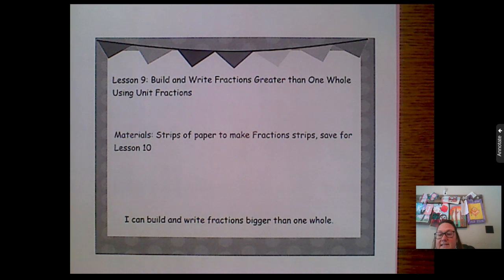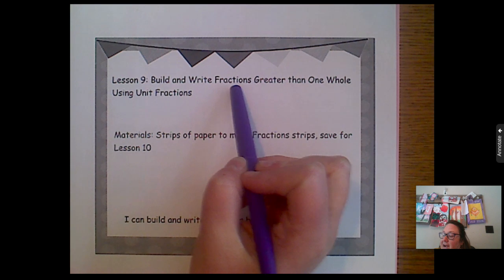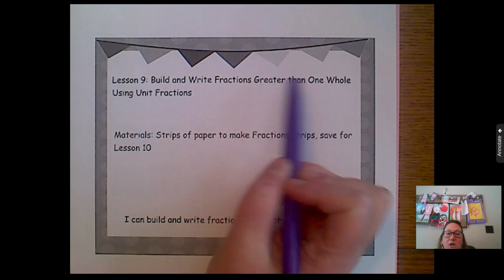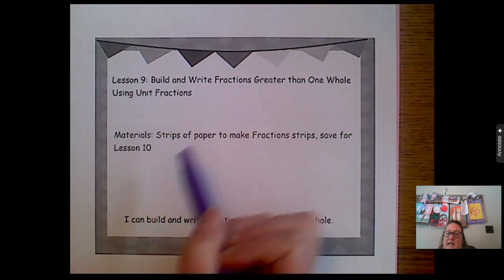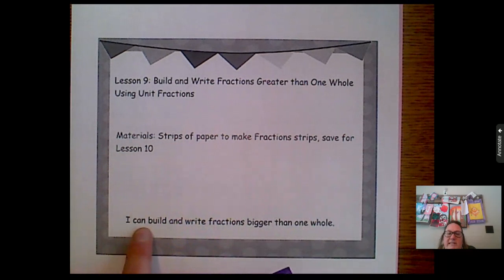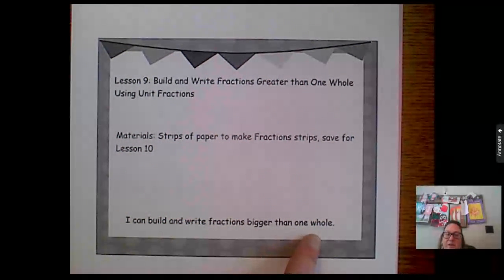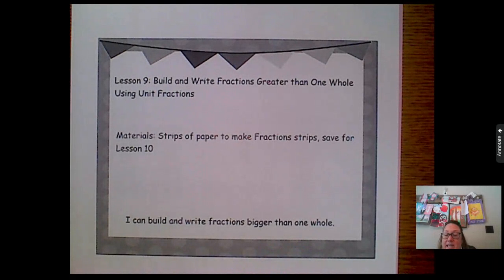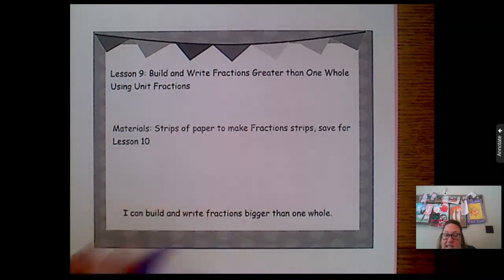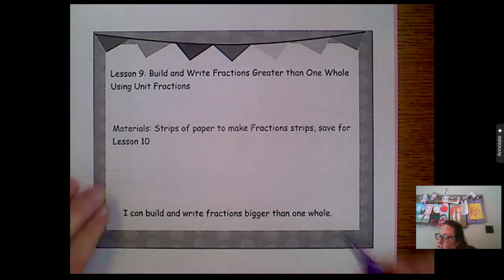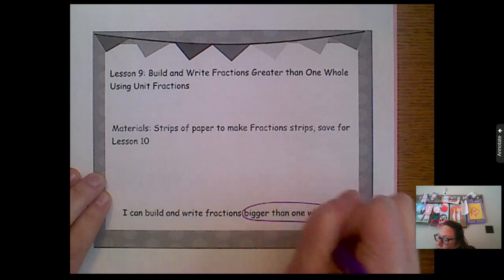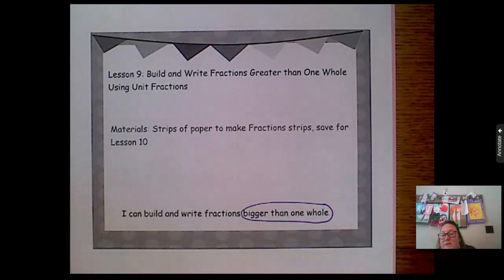So if we look at our lesson objective for today, our lesson says that we are going to build and write fractions greater than one whole using unit fractions. I can build and write fractions bigger than one whole. That is the biggest part of our lesson for today that's different, is that we're writing fractions that are bigger than one whole. So far we've just been dealing with fractions that are within one whole, but today we are expanding, we're going beyond one whole.